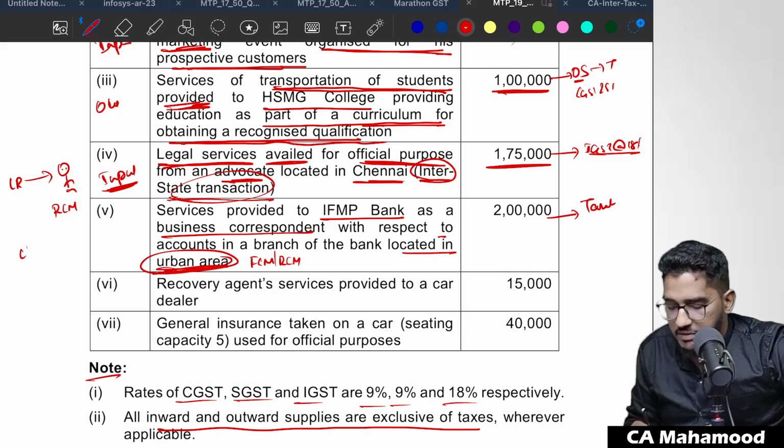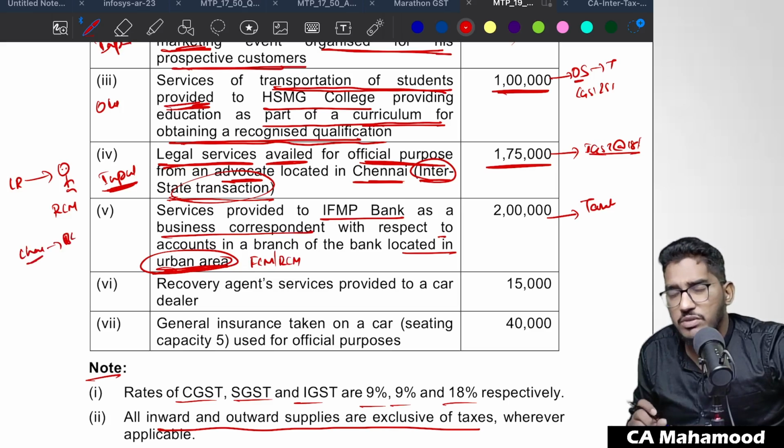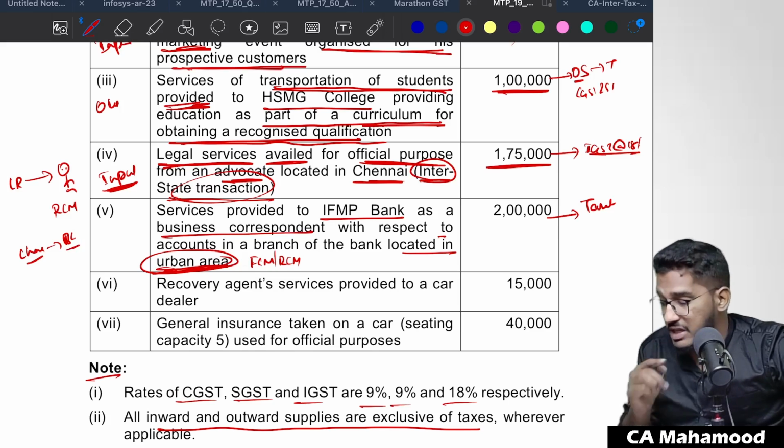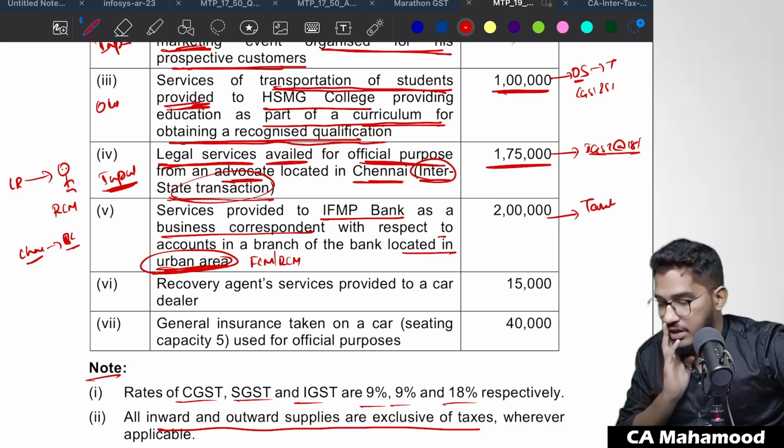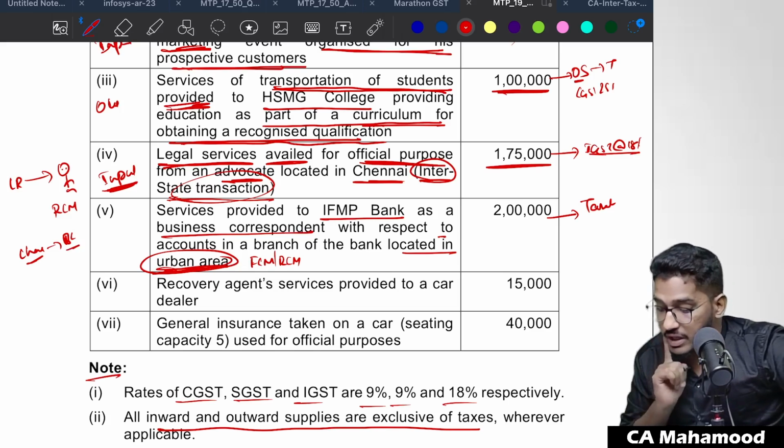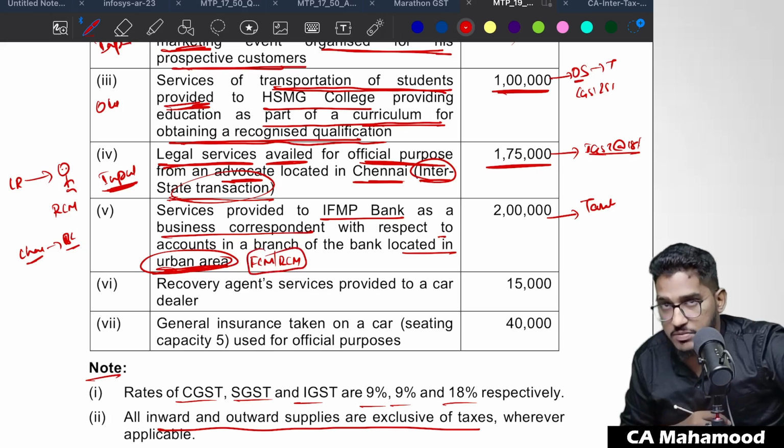Because somewhere you might have read in the charge of GST chapter some services of business correspondent, when it comes to reverse charge mechanism, business correspondent you would have come across. So now immediately doubt will come. Okay, this service is taxable, but under forward charge mechanism or reverse charge mechanism?